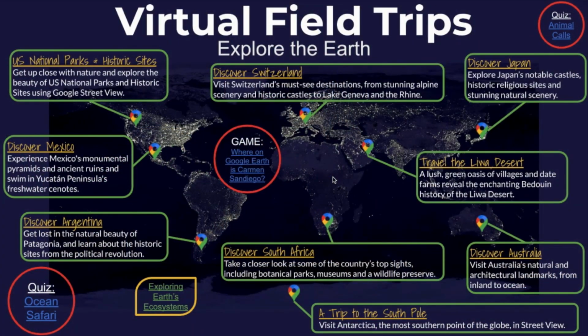This next Techtivity will take you on virtual field trips to all of these awesome places around our Earth. The green boxes take you right into each of these locations. This yellow box down here will allow you to learn some things about Earth's ecosystems. And the red circles will give you some games that you can assign to your students or play as a full class.